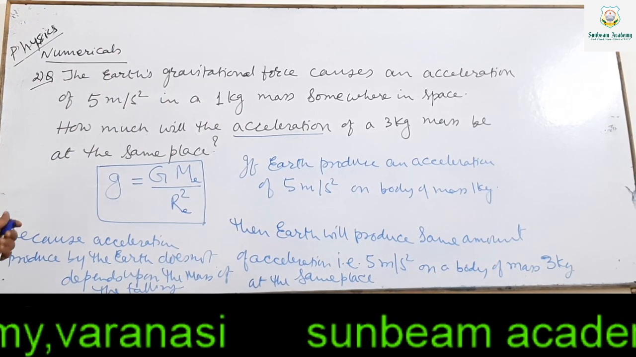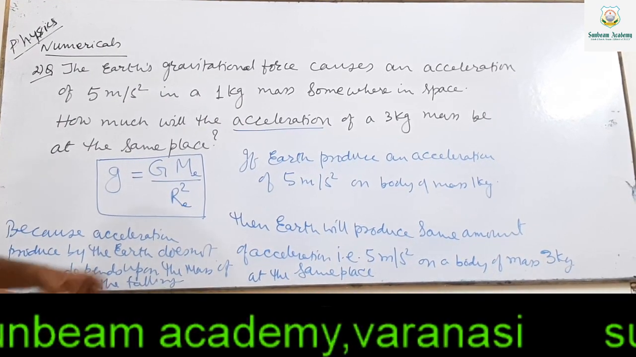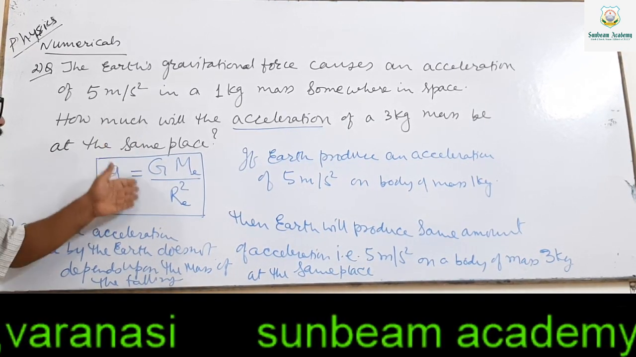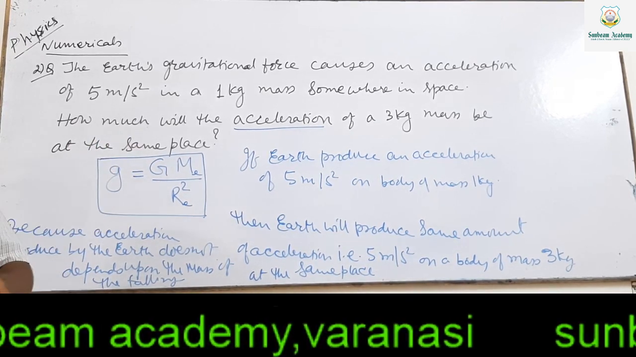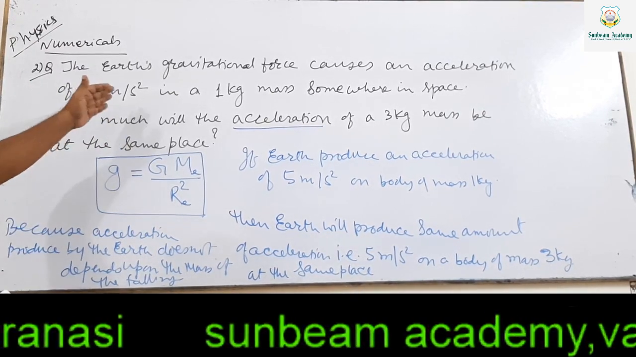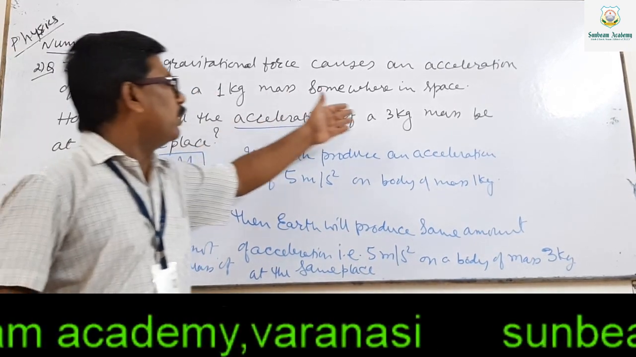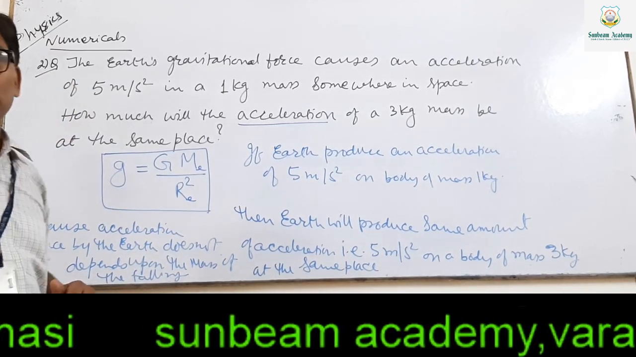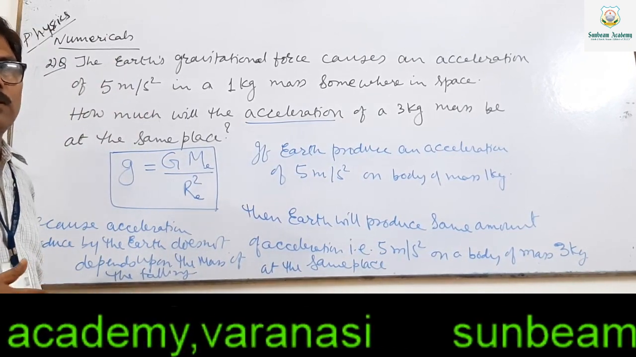So, here there is no calculation, only a theoretical answer as per this given formula. You have to watch it carefully. The acceleration produced by gravity under free fall does not depend upon the mass of the falling object. So, the acceleration produced in 1 kg is 5 meter per second square, and the acceleration produced in a 3 kg mass will also be the same, 5 meter per second square. Now, we will move to the next numerical. Let us see.